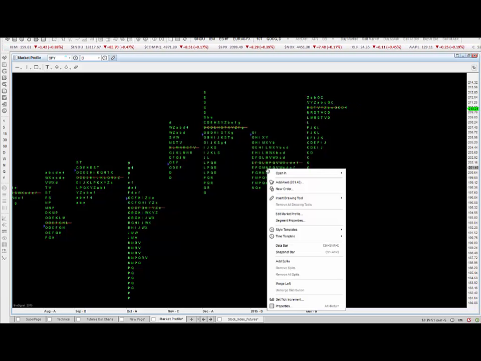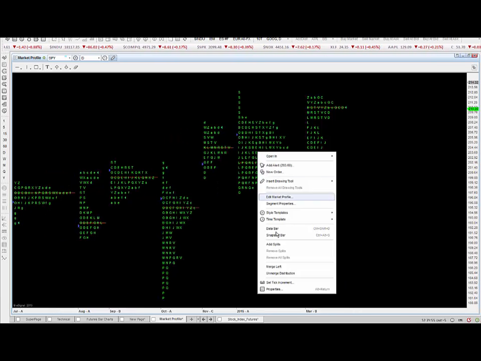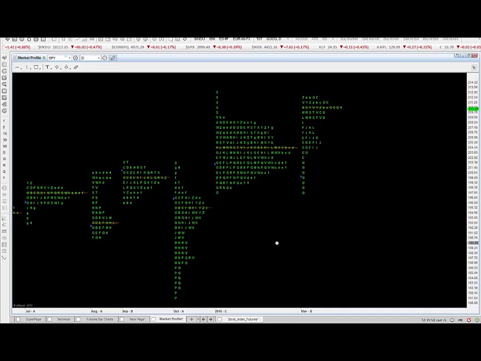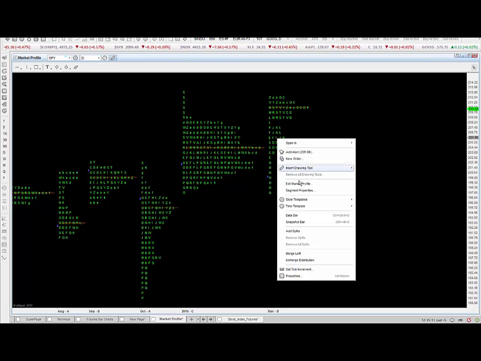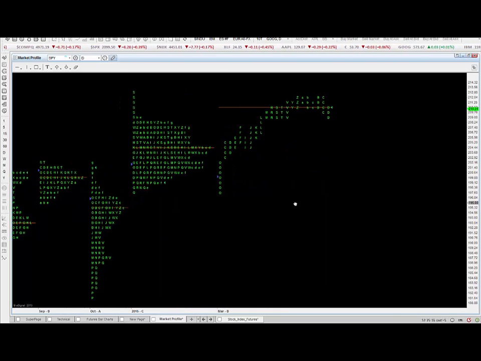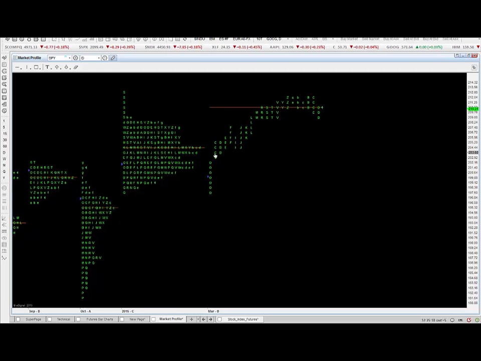So I right click, I merge this left, right click again, merge this left, and now we have a large auction comprised of all the trading from the beginning of 2015 to the end of February. Now we have March trading beginning in here. And we can see there was an attempt to trade lower that failed, and the market traded sharply higher.